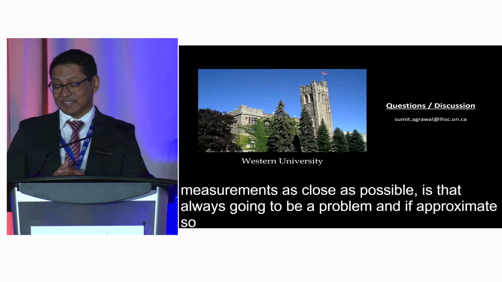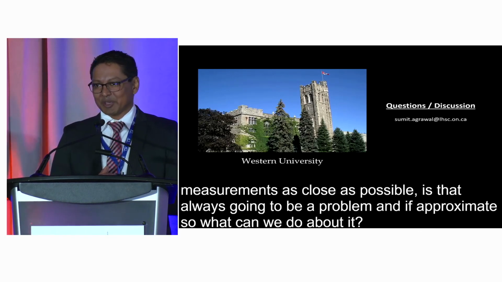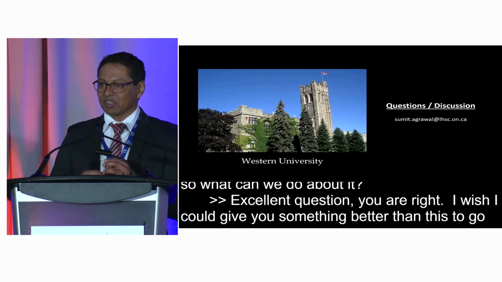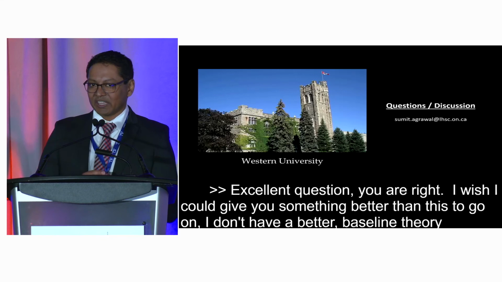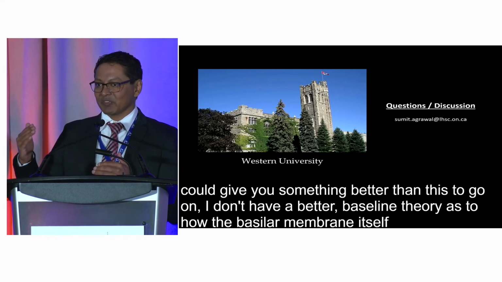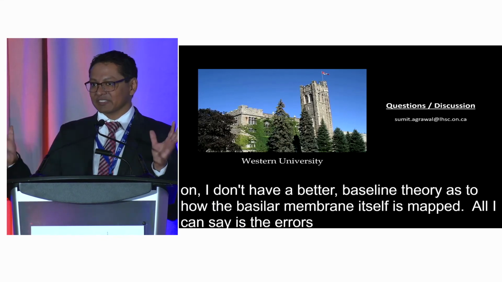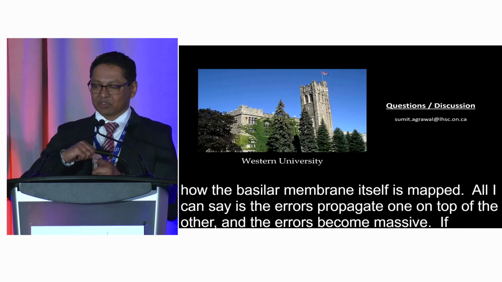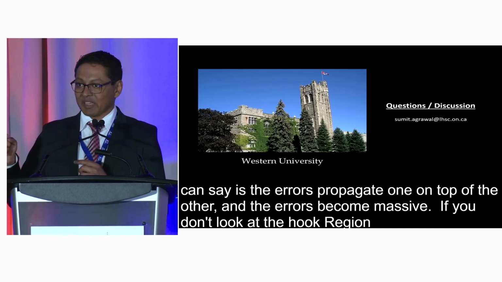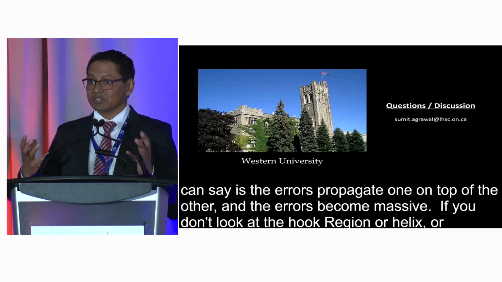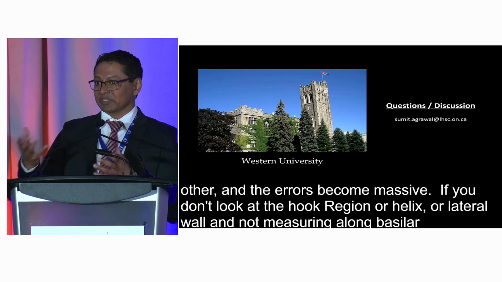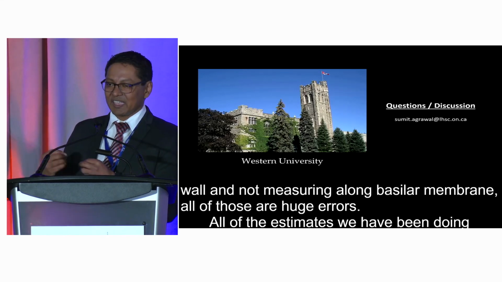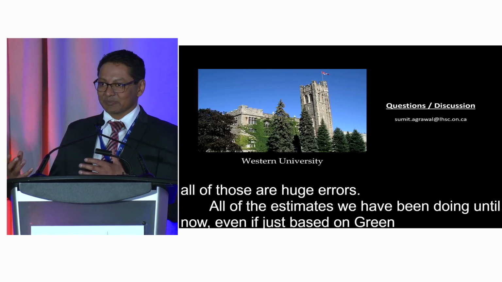Excellent question. You're right. And I wish I could give you something better than Greenwood's to go on. I don't have a better baseline theory as to how the basilar membrane itself is mapped. All I can say is that the errors propagate one on top of another, and the errors become massive. So if you don't look at the hook region, if you don't look at the helicotrema, if you're just doing a lateral wall measurement and not measuring along the basilar membrane, all of those are huge errors. So all of the estimates we've been doing till now, even if they're just based on Greenwood's, who knows how accurate Greenwood's is, they're not even accurately reflecting Greenwood's because we have so many other errors.